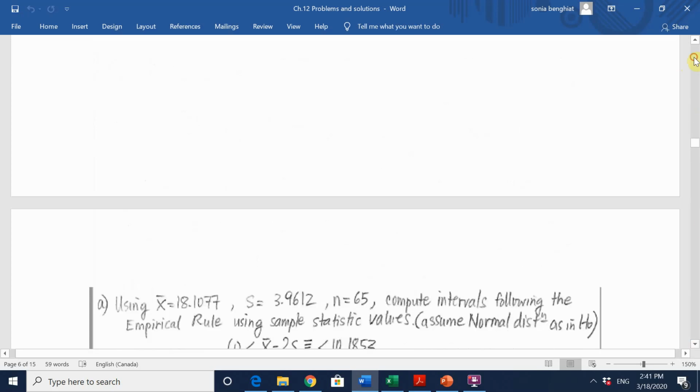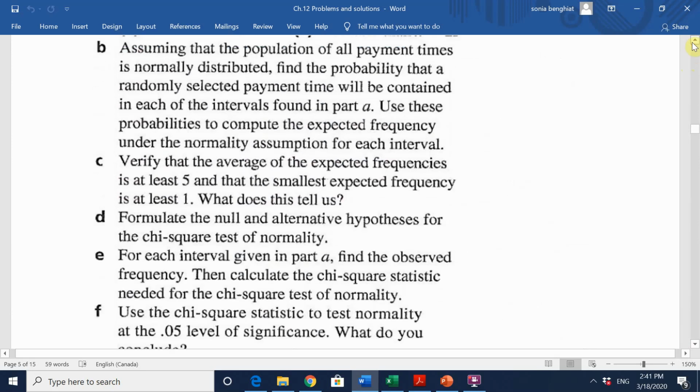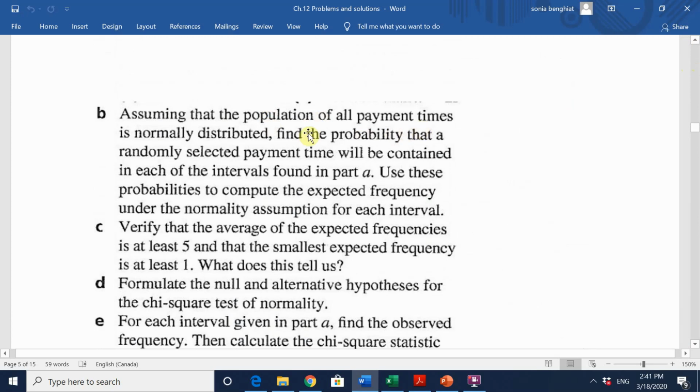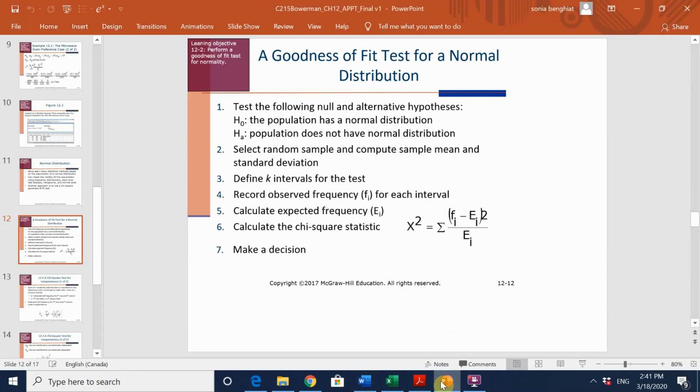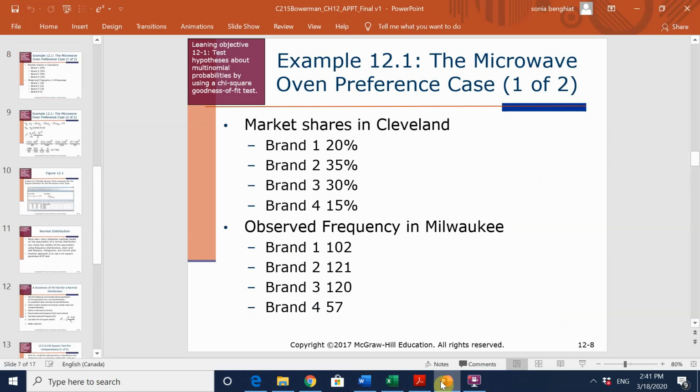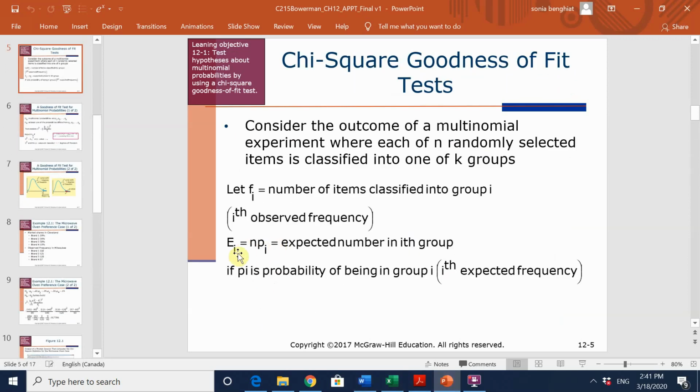Okay, now let's check what the question is asking. We have, assuming that the population of all payment times is normally distributed, find the probability that a randomly selected payment time will be contained in each of the intervals found in part A. Then it says use these probabilities to compute the expected frequency under the normality assumption for each interval. So what they are asking us to do in this latter part is to apply the expected frequency count formula. What is the expected frequency count formula? It is this formula right here: Ei equals n times pi. That is the expected frequency count for category i.